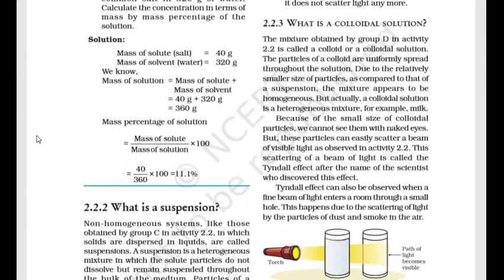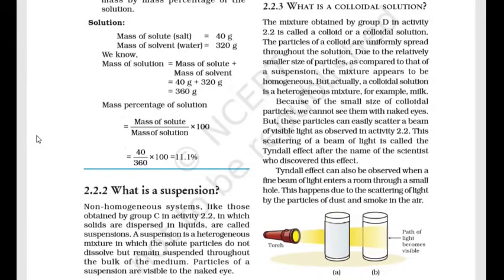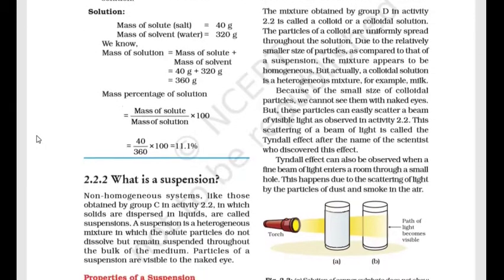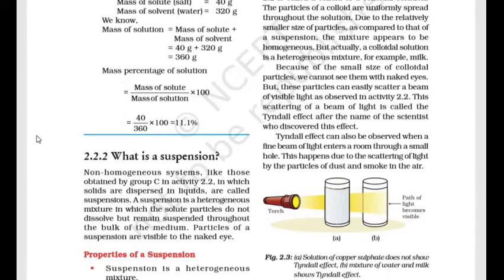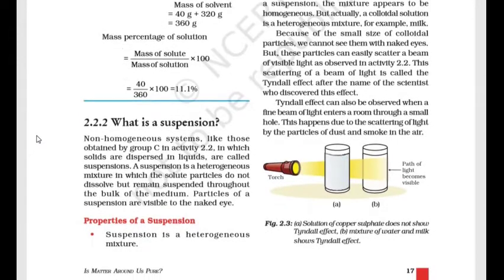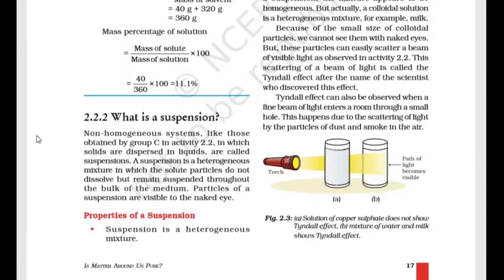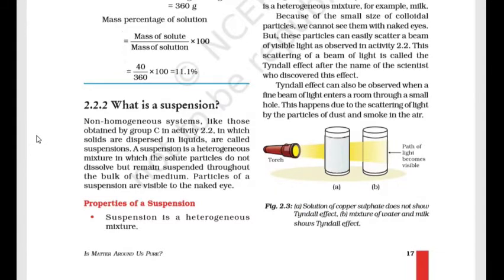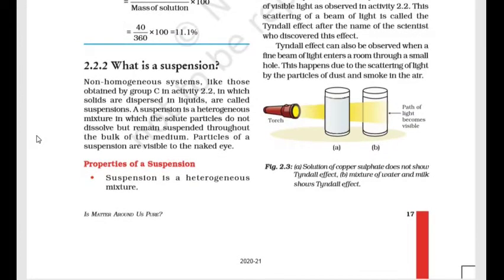Now we know the mass of the solution will be the mass of the solute plus the mass of the solvent, which is 40 grams plus 320 grams, which will be 360 grams. So the mass percentage of the solution will be mass of the solute over mass of the solution into 100. Then we put the values in this formula, which is 40 over 360 into 100, which will be 11.1%. So this way we can calculate the concentration of a solution quite easily.